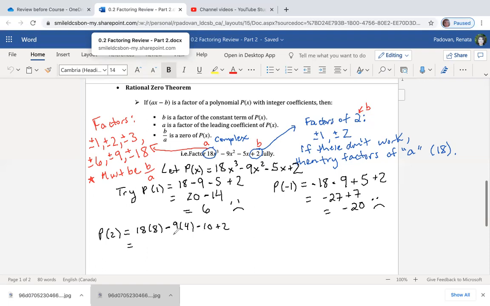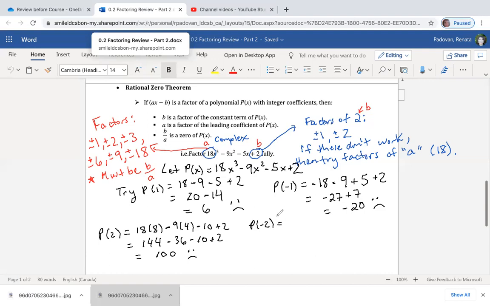So 18 times 8 is 144, minus 36 minus 10 plus 2. So whether you do 146 minus 46, we get the answer of 100. Not 0. Well, we've got one more try here on kind of saying that it's easier. The easier side, where we're not dealing with a fraction, is p at -2 going to be the winner.